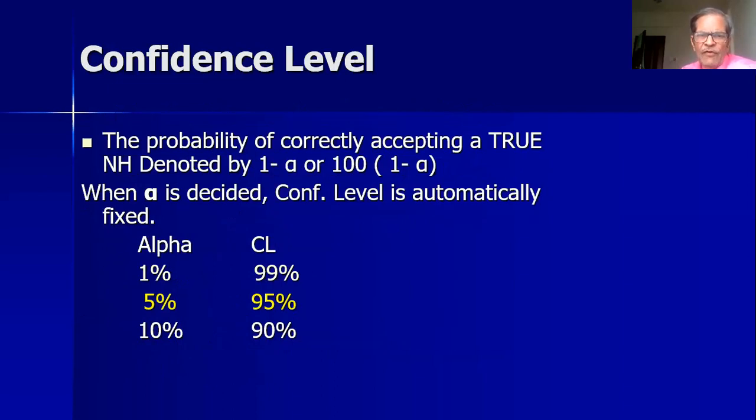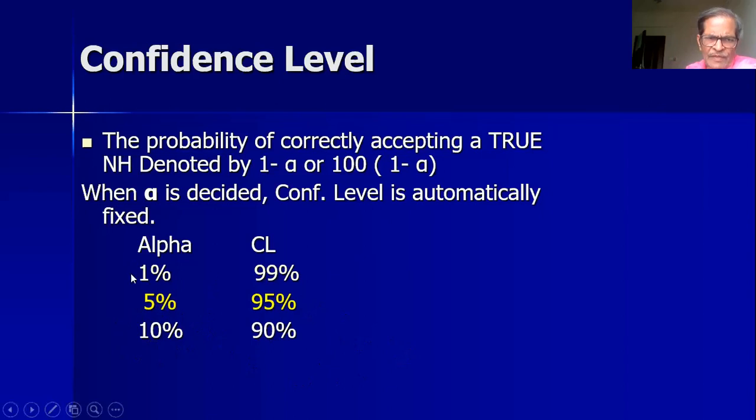The confidence level is another statistical concept. It is the probability of correctly accepting a true null hypothesis, and it is denoted by 1 minus alpha, or 100 into 1 minus alpha. So if the alpha is decided, naturally the confidence level will also be automatically decided. For example, if the alpha error is 1%, the confidence level will be 99%. If alpha error is 5%, then the confidence level would be 95%. If the alpha error is 10%, the confidence level will be automatically decided at 90%.